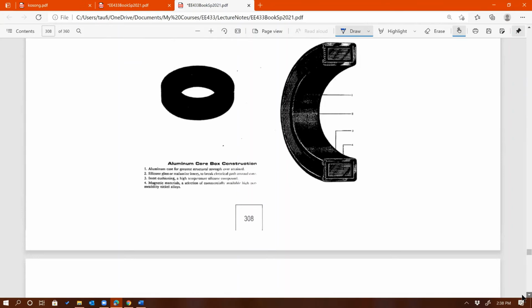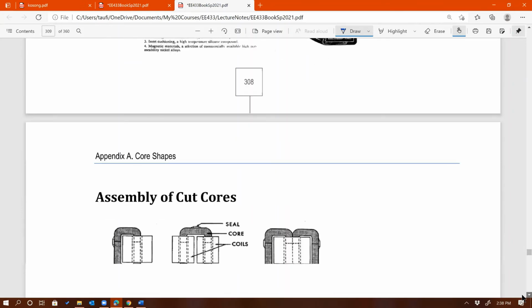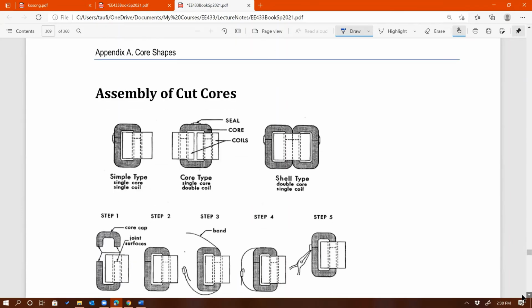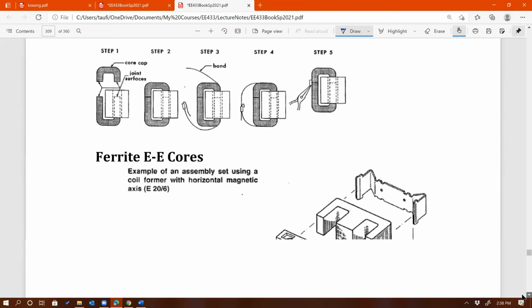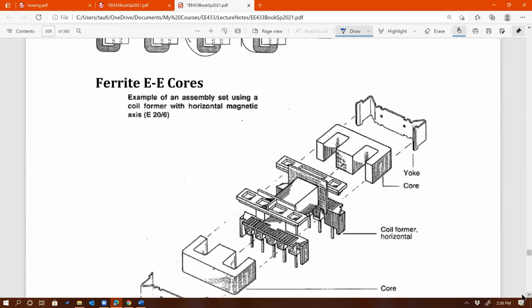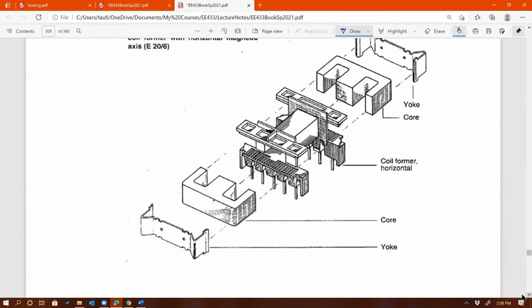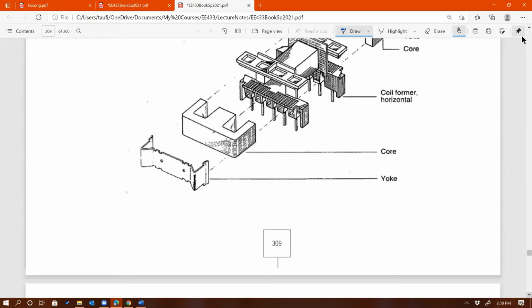Not that one, that one is one piece. Let's see. That's cut cores again. This is the one that we have in our lab. Hang on, which part is this? I don't think we have that one. I don't think we have this type of core in the lab.